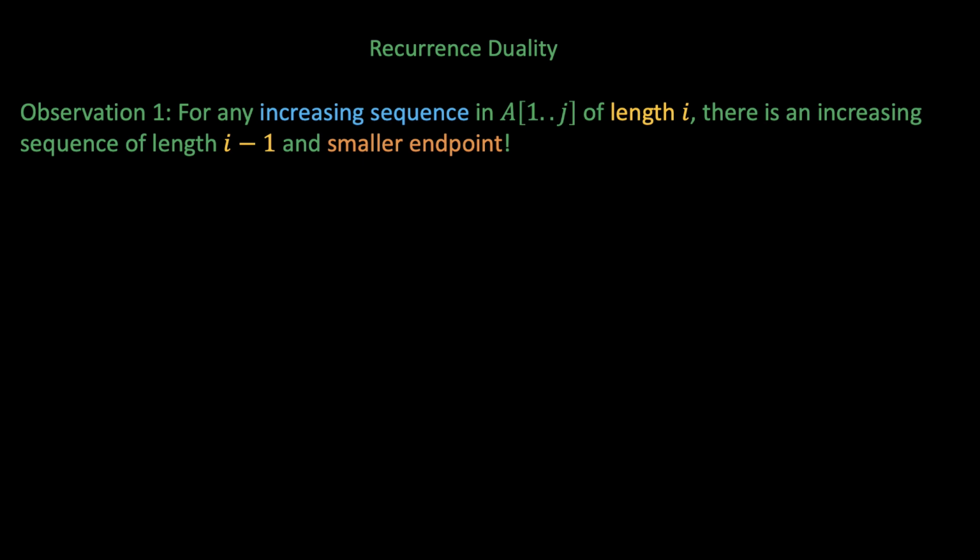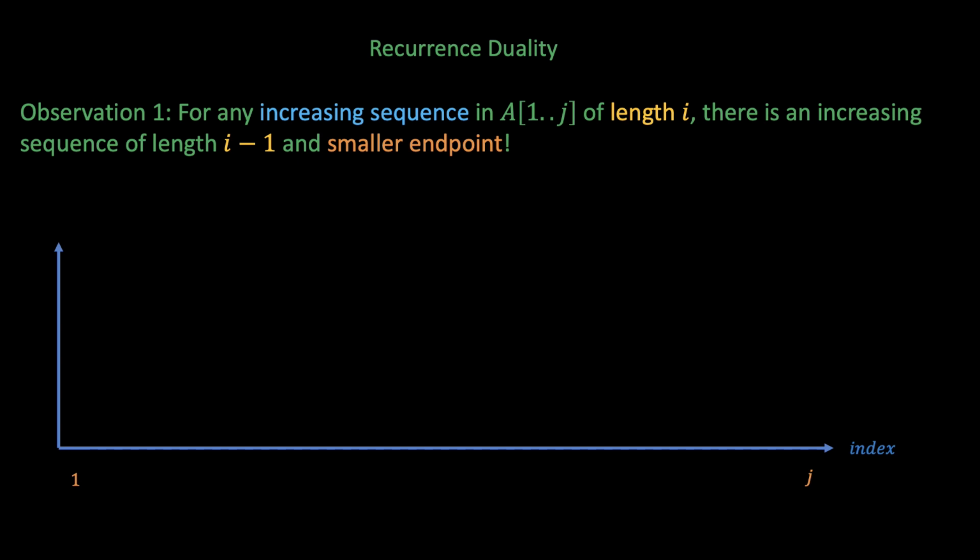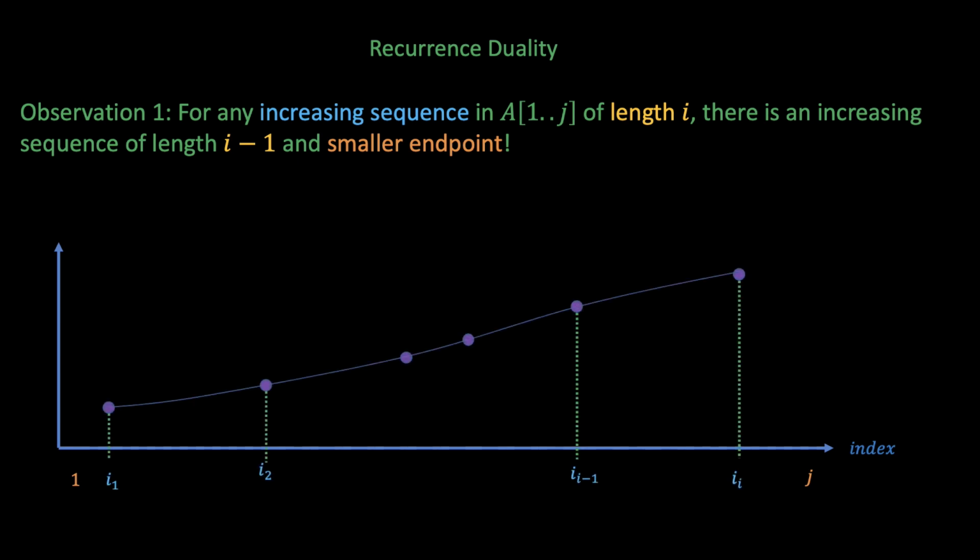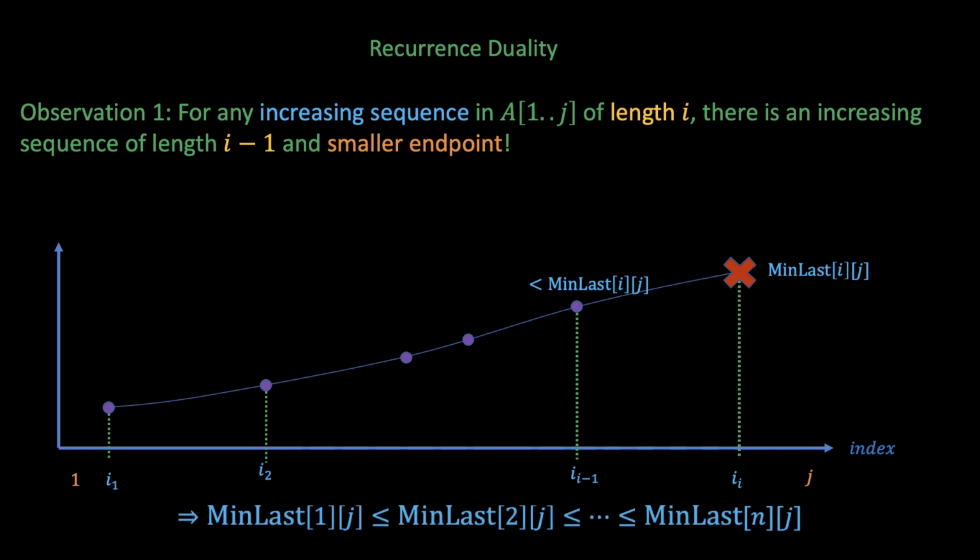Let's first try to show that each column is indeed increasing. A fixed column means that j is fixed. So for fixed j, we have that for any increasing subsequence in A1 to j of length i, there's a sequence of length i minus 1 and smaller endpoint. Why is that? Because we can simply remove the last element in a sequence of length i to get an increasing sequence of length i minus 1 and a smaller endpoint. So it must be that the columns are sorted.